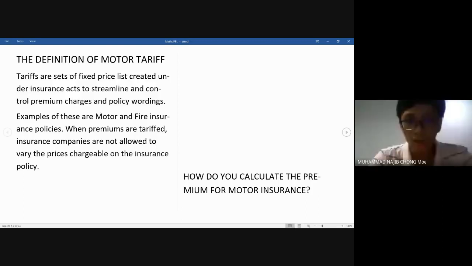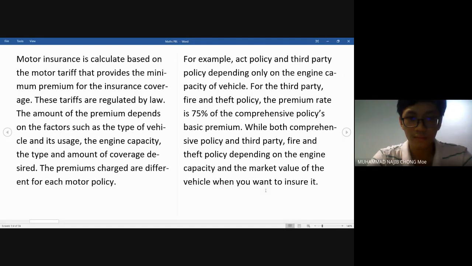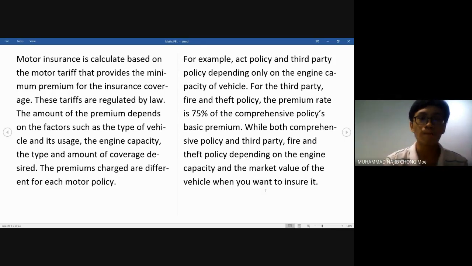Now I'm going to talk about how do you calculate the premium for motor insurance. Motor insurance is calculated based on the motor tariff that provides the minimum premium for the insurance coverage. These tariffs are regulated by law. The amount of the premium depends on factors such as the type of vehicle and its usage, the engine capacity, the type and amount of coverage desired.